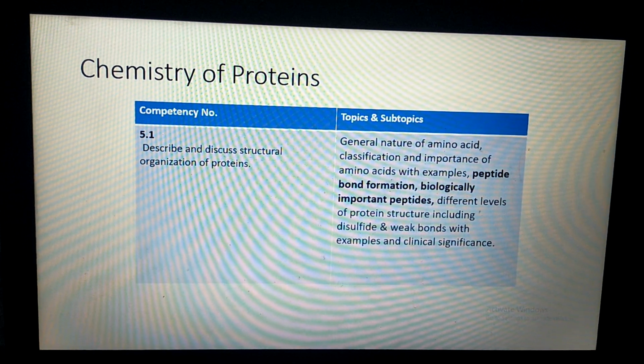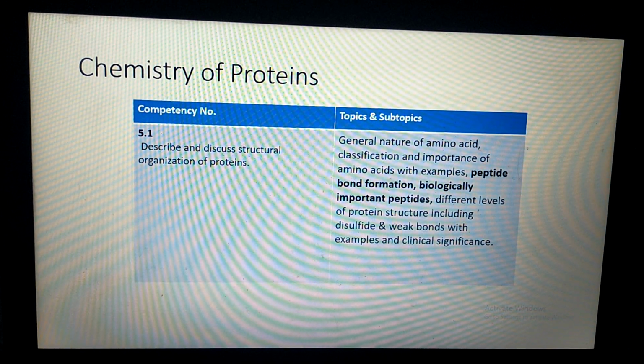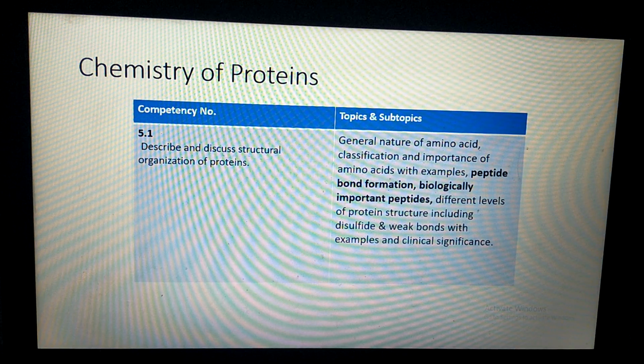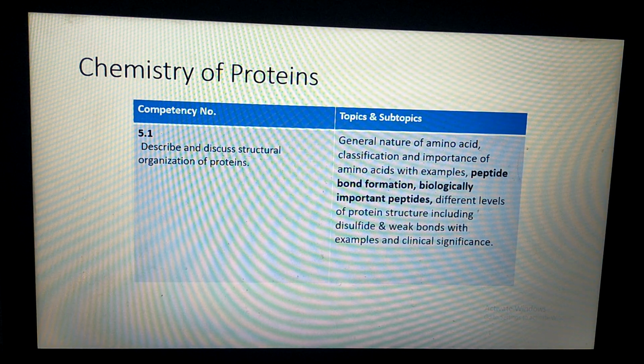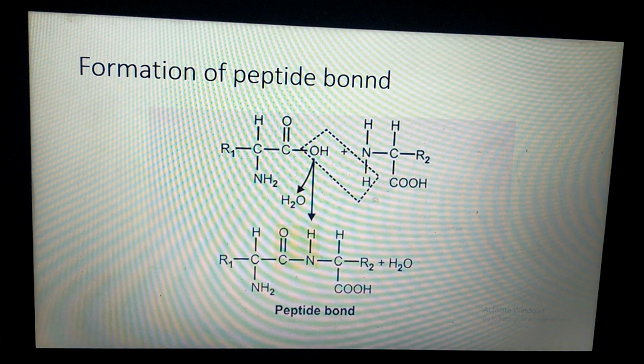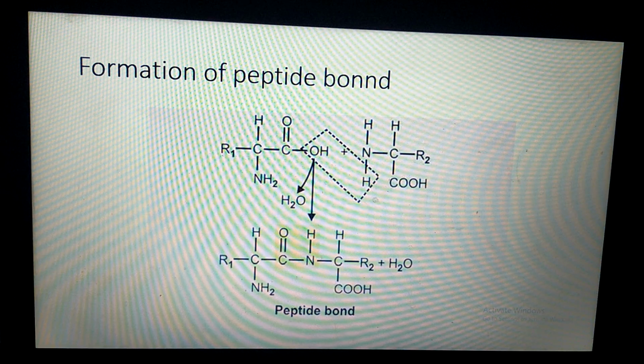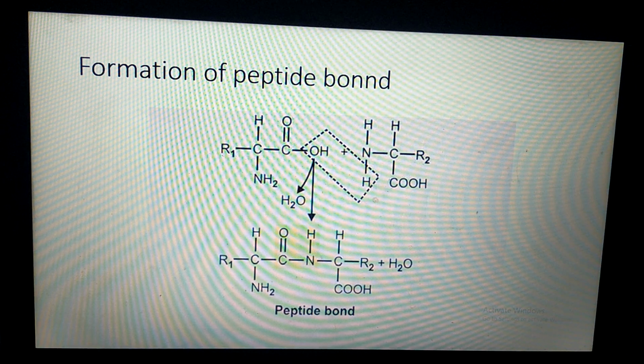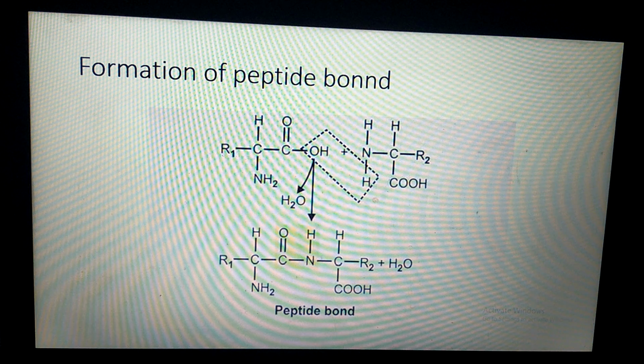Good morning, students. We will continue the topic chemistry of proteins, and today's subtopic is peptide bond formation and biologically important peptides. As all of us know, a peptide bond is formed in protein between two amino acids. In this case, the carboxyl group of the previous amino acid and the NH2 group of the immediate next amino acid are involved in this peptide bond formation, and this peptide bond is formed by dehydration, that is removal of a water molecule.